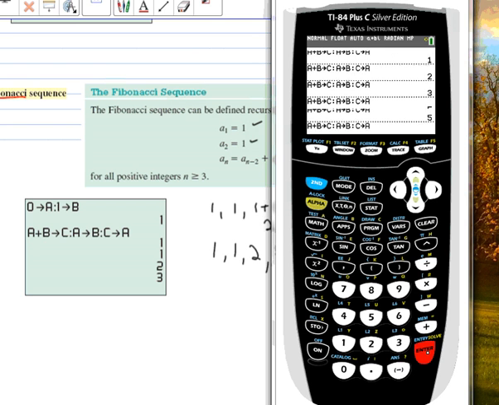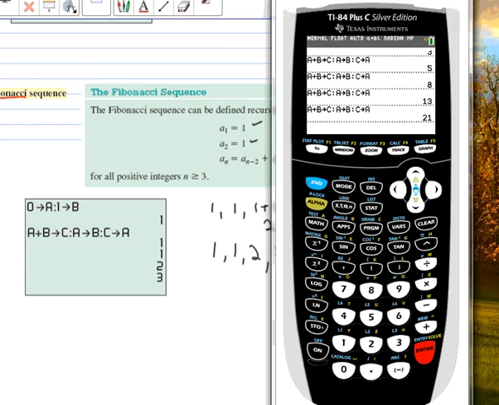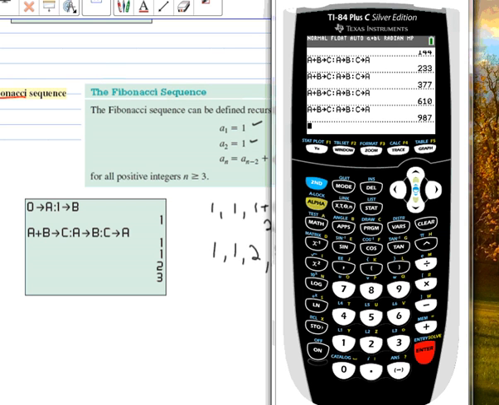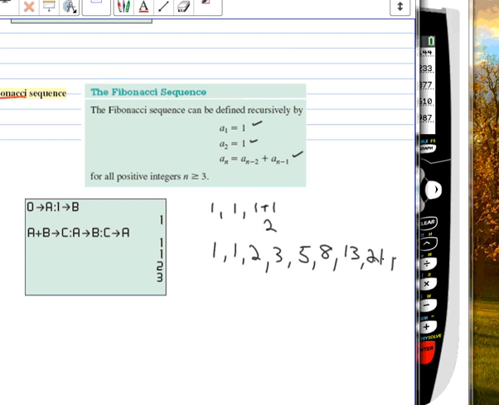There's the Fibonacci sequence. You'd have to start all over again to restart it. You could write a little formula, a little program, and store it in your calculator, and you'd have the Fibonacci sequence in there.